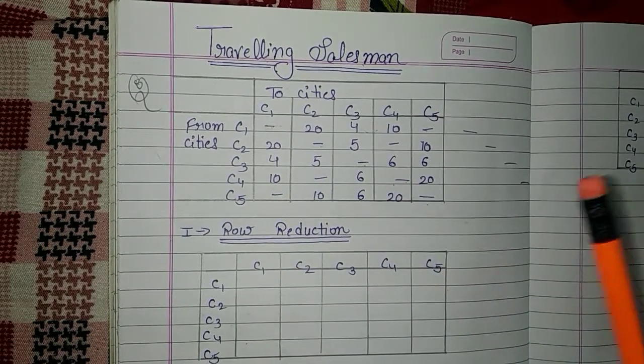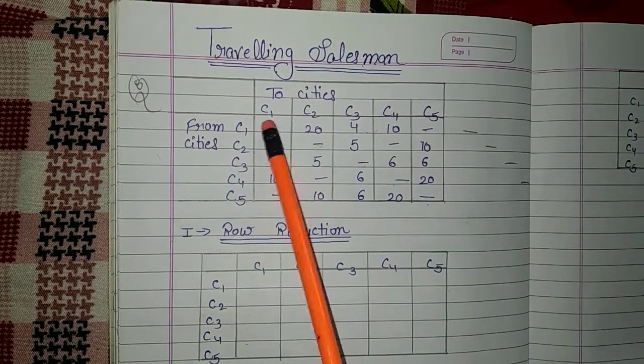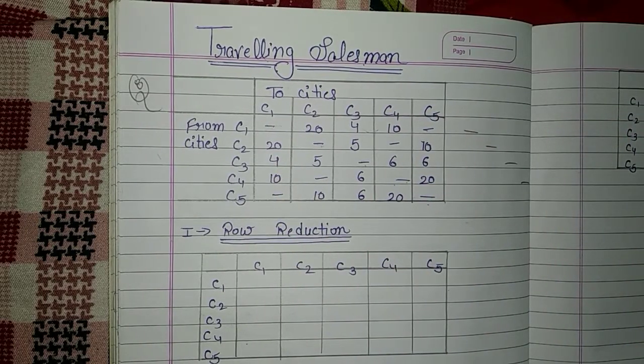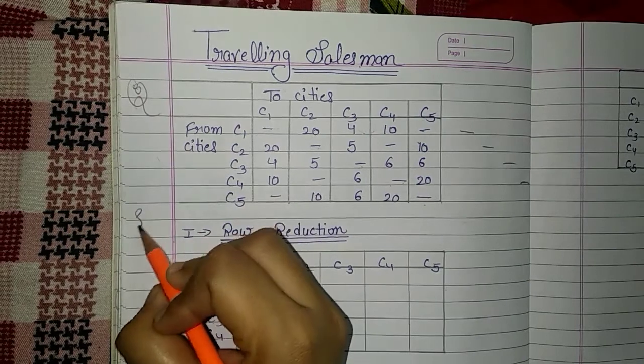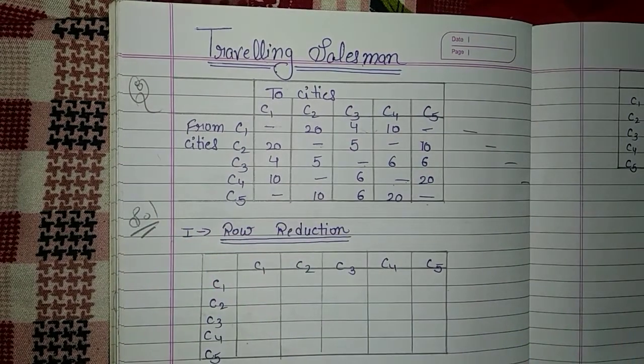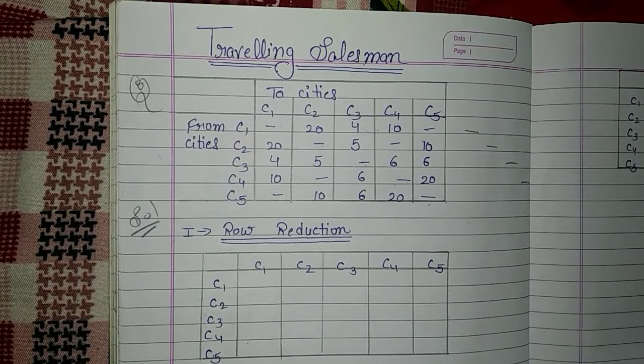It is assumed that the question is of traveling salesman. Then the diagram is done. Now we can solve it. Here, the first step is row reduction. For row reduction, we have to select the minimum number from each row.